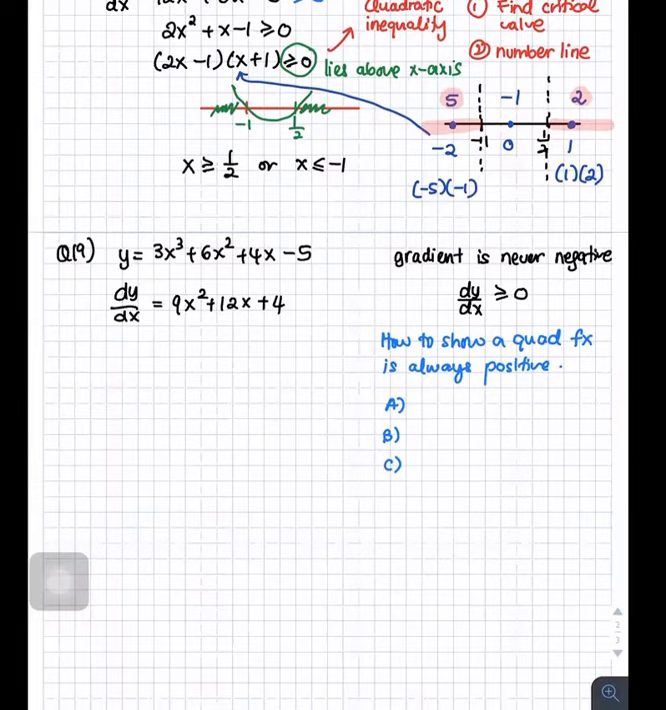Let's ask Brian. Brian, name any one technique. How do you show a quadratic function is always positive? I don't know. Okay, anyone from the class? Just tell me one method, then I will help you with the others. William. I'm not sure, miss. Varun.